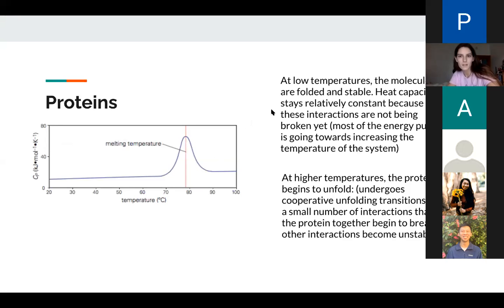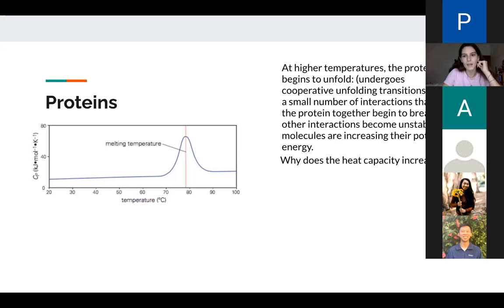So if we go back to the graph, we can see that at low temperatures, the molecules are folded and stable. And so heat capacity stays relatively constant because these interactions aren't being broken yet. So most of the energy put in is going towards increasing the temperature of the system. Whereas at higher temperatures, the protein begins to unfold, undergoing cooperative unfolding transitions. So once a small number of interactions are broken, the other interactions become unstable with them. And that's called cooperative unfolding.